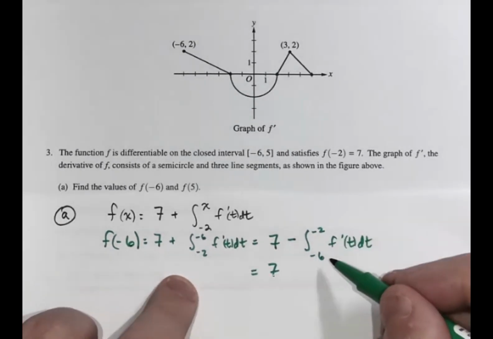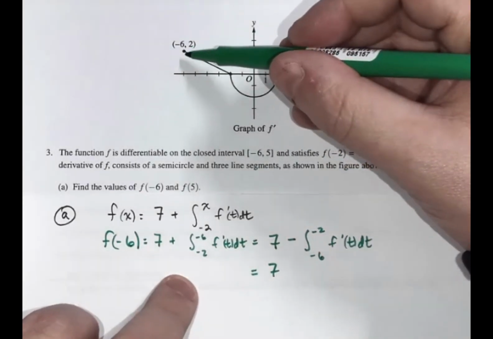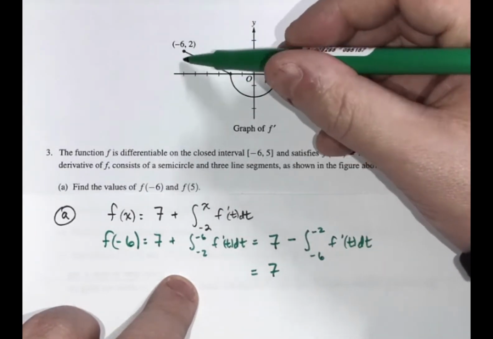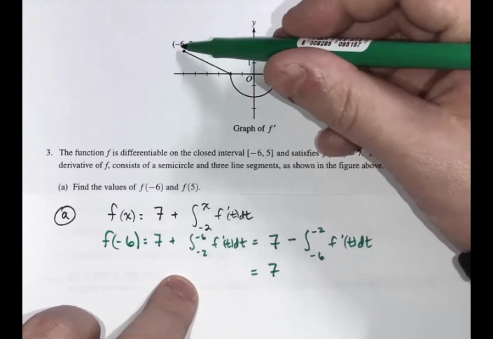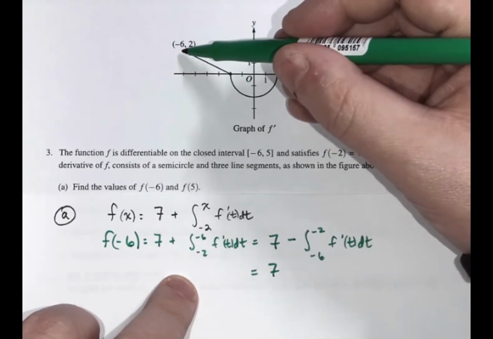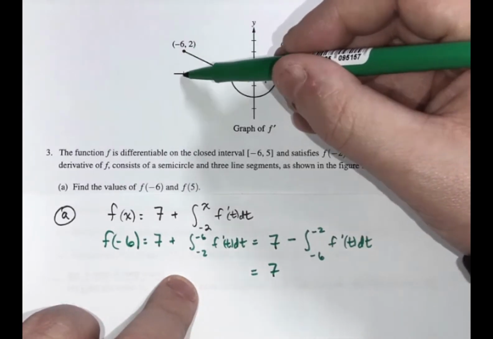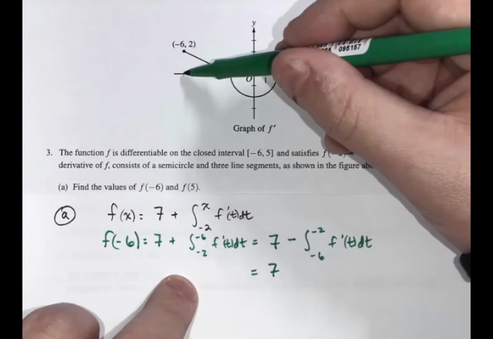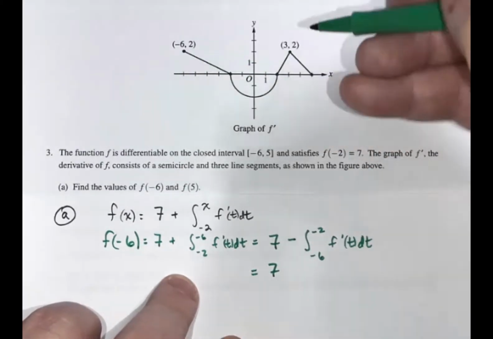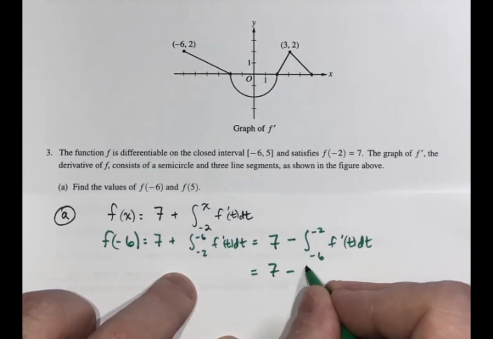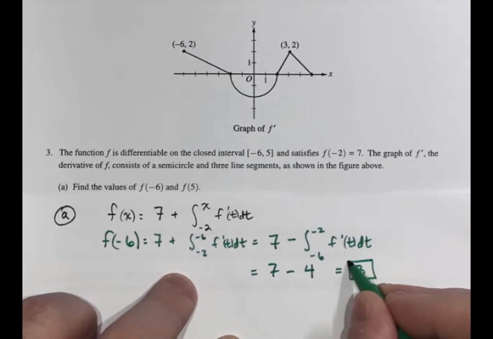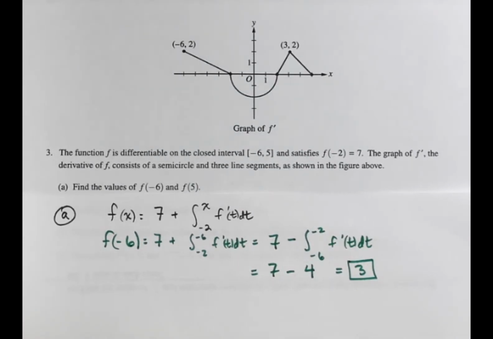So from -6 to -2, we now have to consult our graph, and that means we're looking at the area of this triangle, which is above the x-axis. That triangle has a height of 2, and it has an x length or base of 4. 4 times 2 is 8. 8 divided by 2 is 4, so the area of that triangle is 4. So that means the final answer for f of -6 is going to be 3. We're definitely equal to 3.